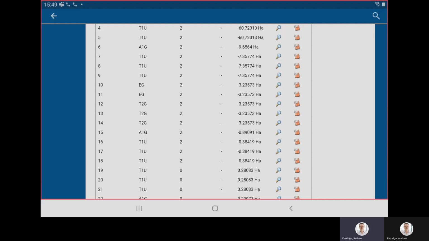The p orbitals are characterized by 2 lobes, one of which corresponds to the orbital being positive, one of which corresponds to the orbital being negative. And the 2 lobes are separated by what we call a nodal plane. So let's visualize each of those in turn. We'll have a look at orbital 16.